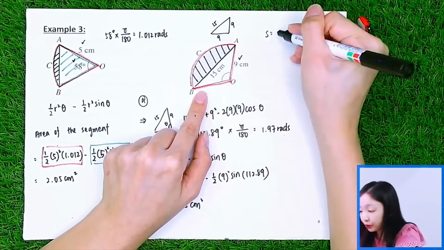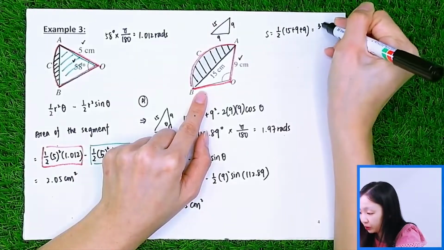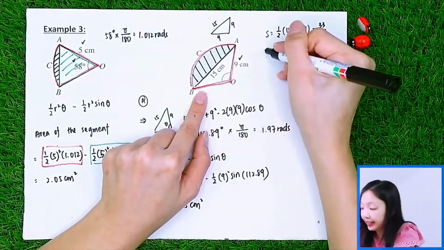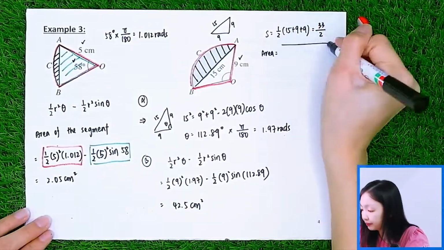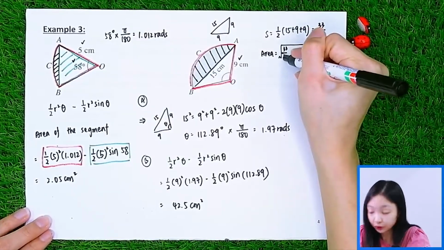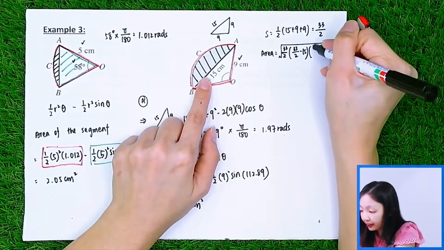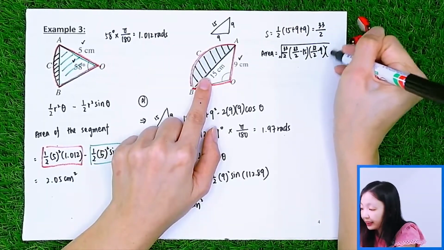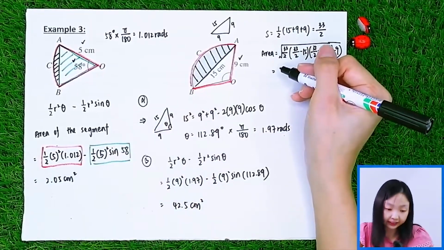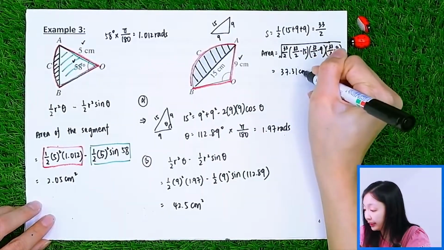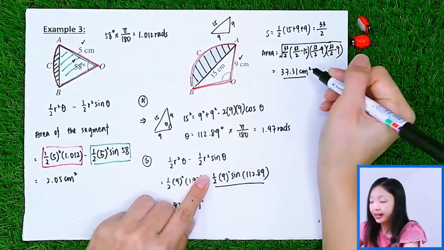S is equal to 1 over 2 times 15 plus 9 plus 9, which is equal to 33 over 2. Heron's formula tells us the area is equal to the square root of S times (S minus 15) times (S minus 9) times (S minus 9), where S is 33 over 2. Then you will get your area as 37.31 cm squared. You can find this answer must be the same as this.